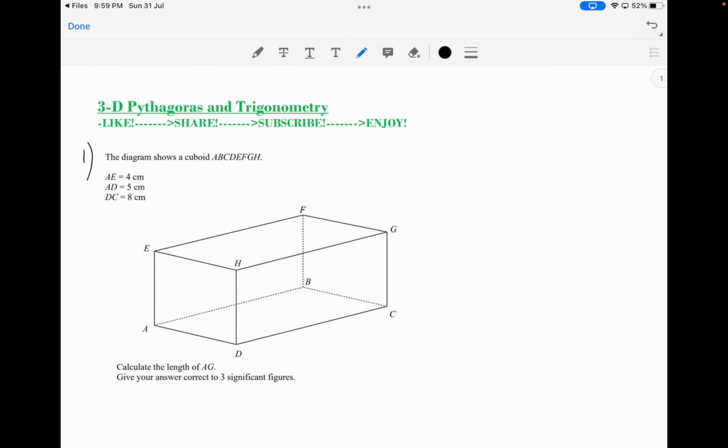Hello guys, today I'm making a video on some basic insights on how to solve questions related to the topic 3D Pythagoras and trigonometry. I know many of you have this topic for your exams, so hopefully this video might help you solve some of these questions and understand it more easily.